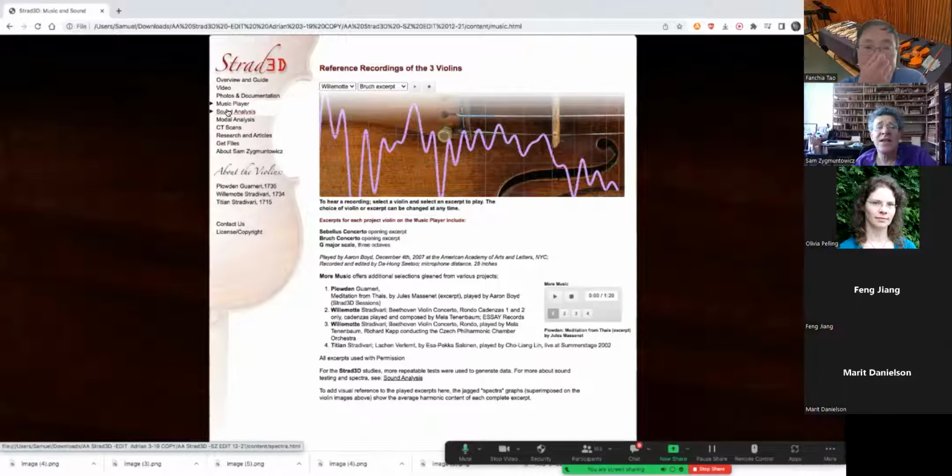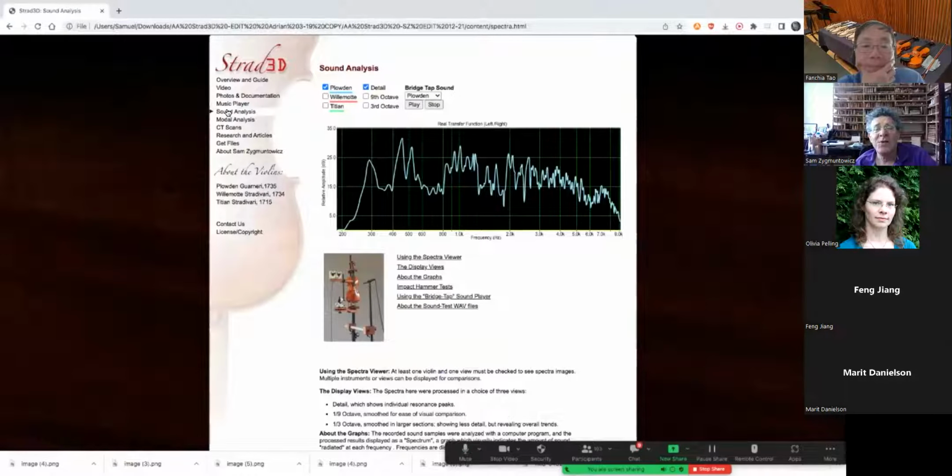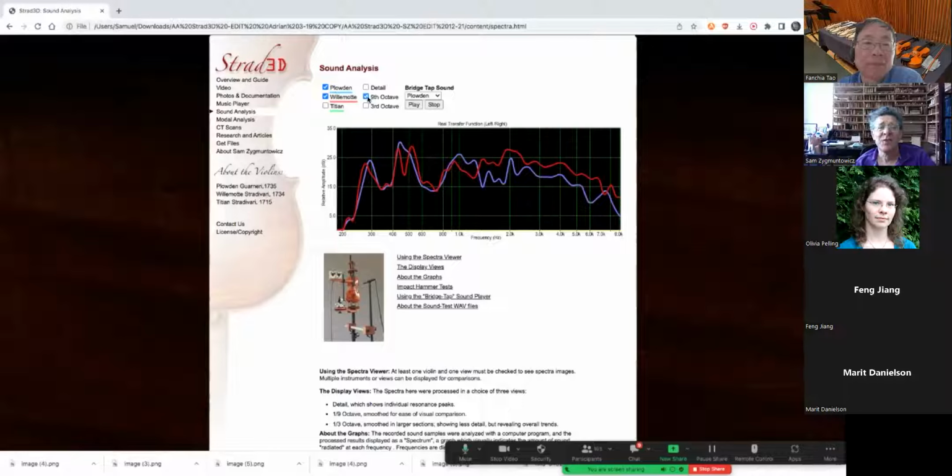Well, what is the nature of sound? And so we put in the spectra of the instruments. There's the Plowden compared to the Wilmot. The Plowden, once again, has higher low frequencies than the Strad, the late Strad. The Strad at this time had a markedly higher... So you can see it very visually. It's not mysterious, or it's not excessively mysterious. With this viewer, if you prefer, you can look at it in 1/9 of an octave or 1/3 of an octave.